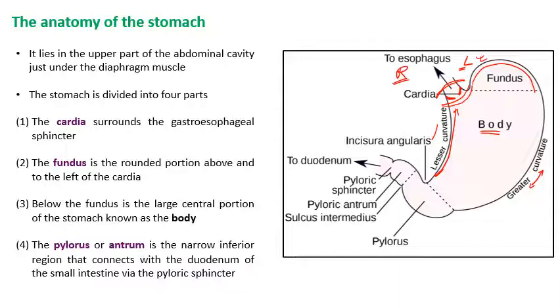After the body comes this section, which is known as the pylorus, or it is also known as the antrum. This is a narrow inferior region below the body that connects to the duodenum. This is the duodenum part. Here the duodenum will start, which connects the duodenum to the stomach, and here there is another door known as the pyloric sphincter. Food has to move through this pyloric sphincter.